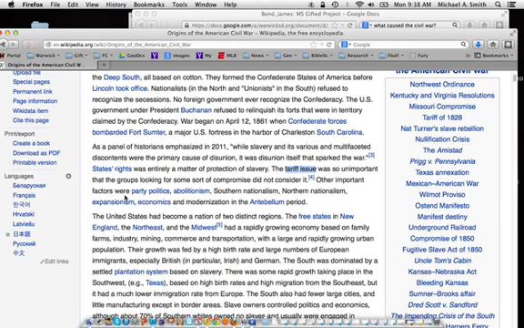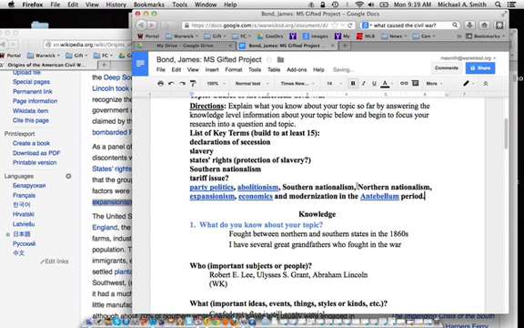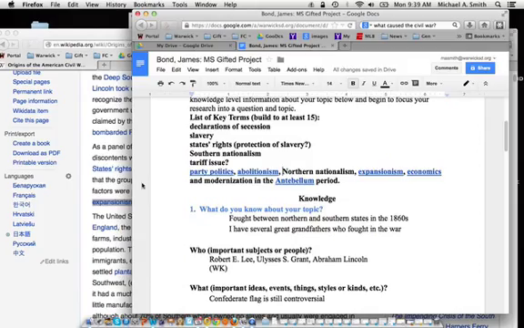Other important factors were party politics, abolitionism, Northern nationalism, expansionism, economics, and modernization of the antebellum period. Again, another term, if we're unfamiliar with, we can look up, as well as abolitionism if you're not familiar. But let's just copy those and put those in here as well. Of course, we already have Southern nationalism typed. So right here we've generated 10 search terms to help us further gain knowledge on our topic.